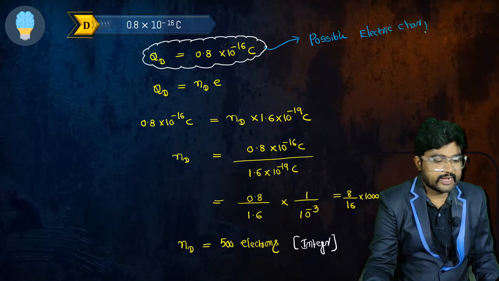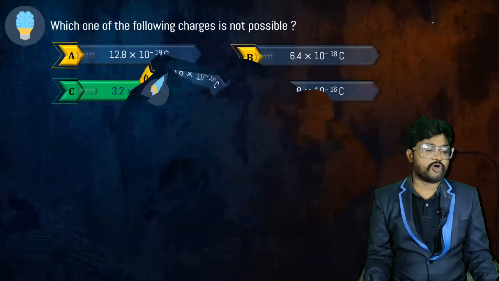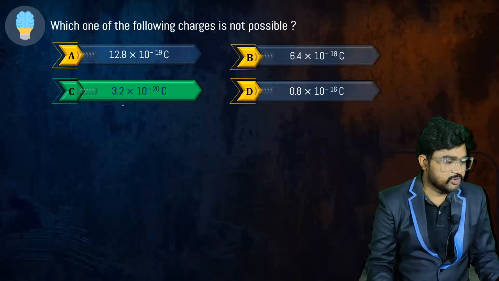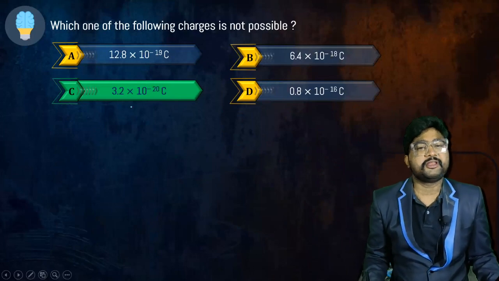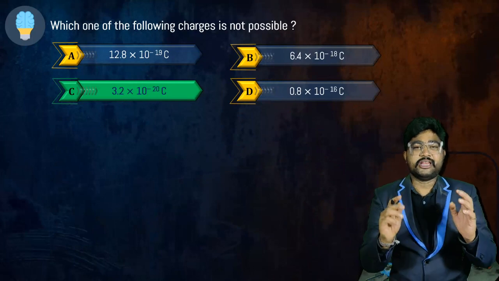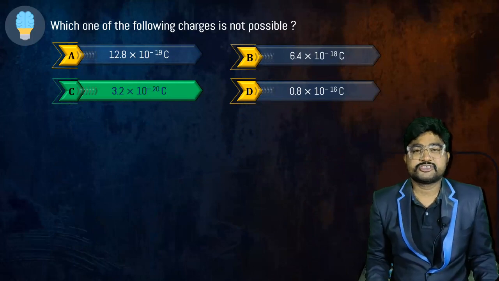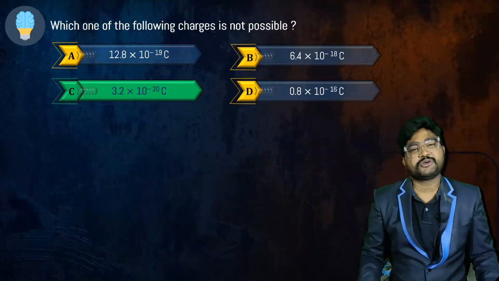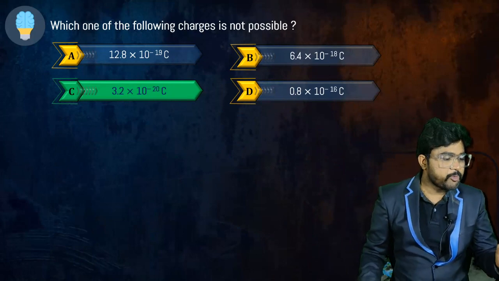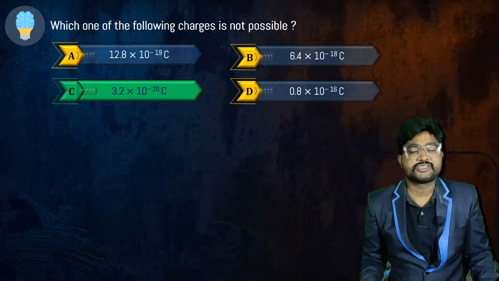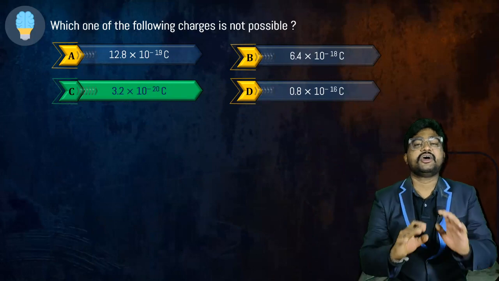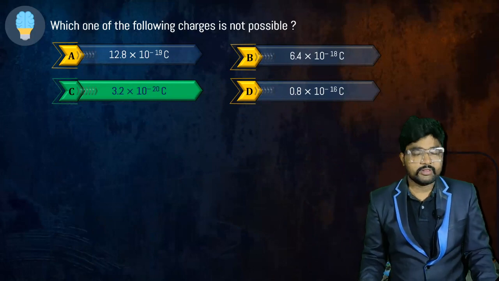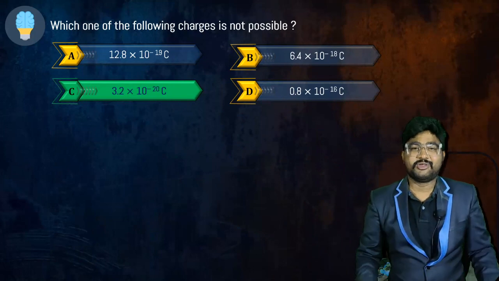Clear? They are asking which one of the following is not a possible charge. Option C is not possible because you are getting the number of electrons equivalent to 0.2, and 0.2 electrons is not possible. That is why 3.2 into 10 to the power of minus 20 coulomb of charge is not possible. Option C is correct. Hope you understood all the calculations.